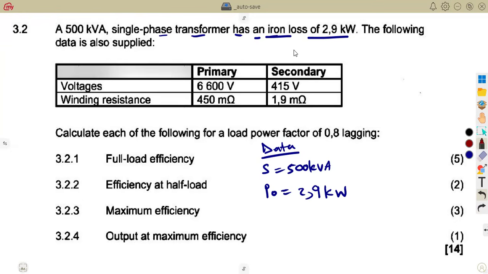That is the iron loss. They are trying to hide that from you guys. So the following data is also supplied: the voltages for the primary and the secondary, and the winding resistance. These are the winding resistances, not equivalent, but winding resistance. For the primary, we've got V1, which is 6,600 volts, and we've got R1 for the winding, 450 milliohms. So milli, guys, that's times 10 to the exponent of -3. That will give us 0.45 ohms.